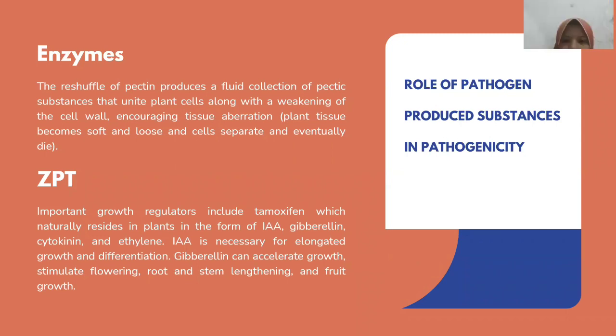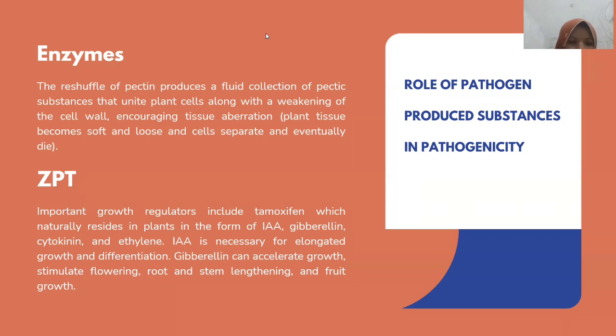Role of pathogen-produced substances in pathogenicity. The first is enzymes. The pathogen produces pectin-degrading enzymes that break down the pectin substance that unites plant cells, along with a weakening of the cell wall, causing tissue maceration, so plant tissue becomes soft and loose, and cells separate and eventually die.